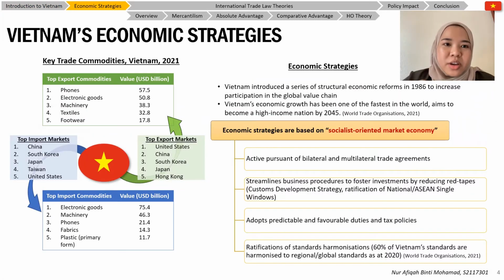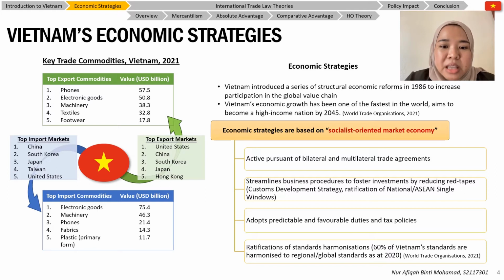So when we want to talk about Vietnam's economic strategies, first we need to look into their key trade commodities as well as their economic strategies, right? Vietnam in 2021 recorded an export trade of 336 billion US dollars, and the trade surplus was 4.1 billion US dollars. Their key trade partners are the biggest economic powerhouses, including the United States, China, and Japan. They have been doing so well in their trade activities mainly because of economic strategies that focus on a socialist-oriented market economy. So let's look at what a socialist-oriented market economy is.